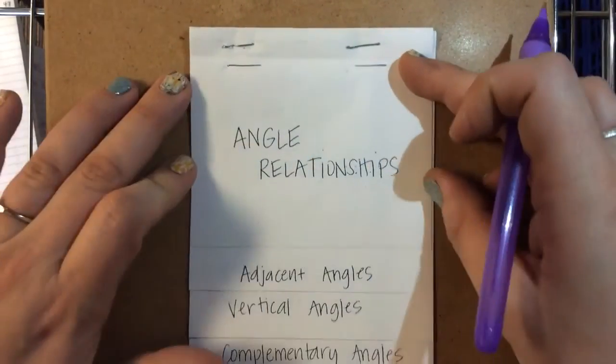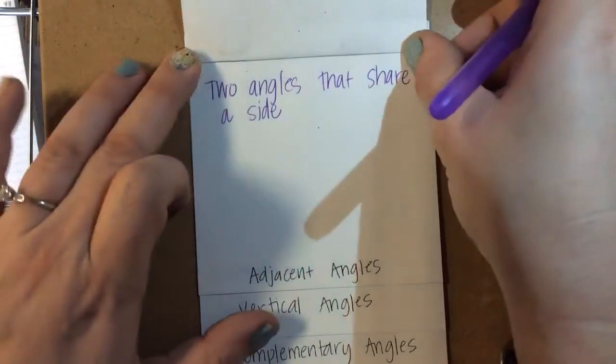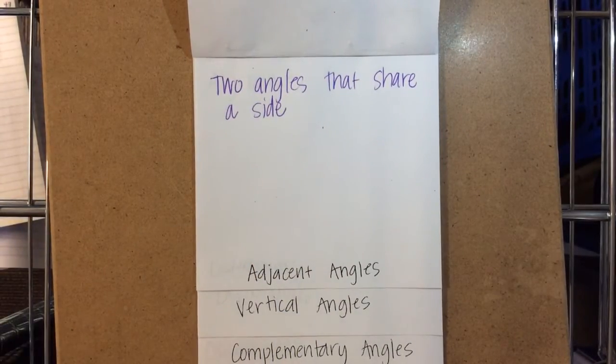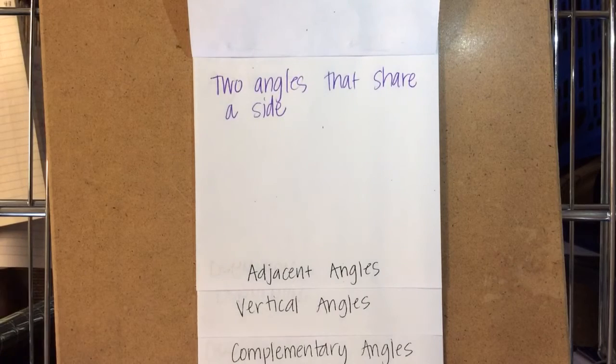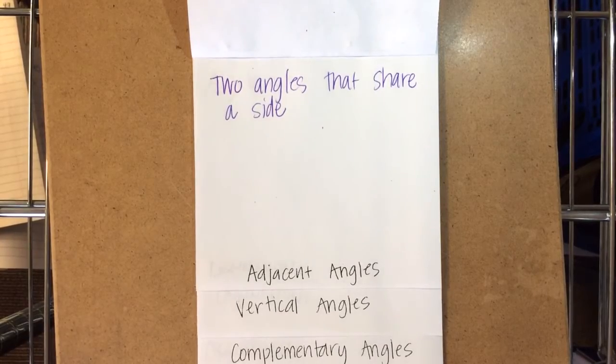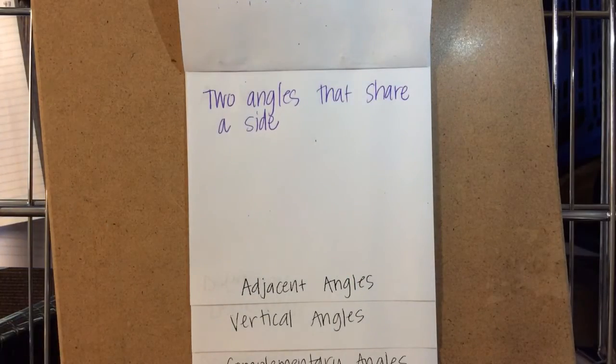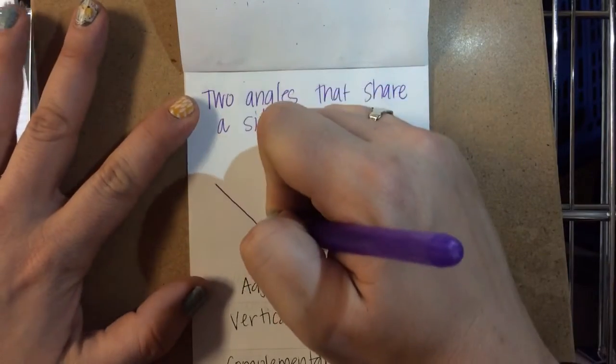So in angle relationships, you flip open the first part. Adjacent angles are two angles that share a side. Two angles that share a side. And I'm going to draw you a picture. I'm going to draw a first angle.